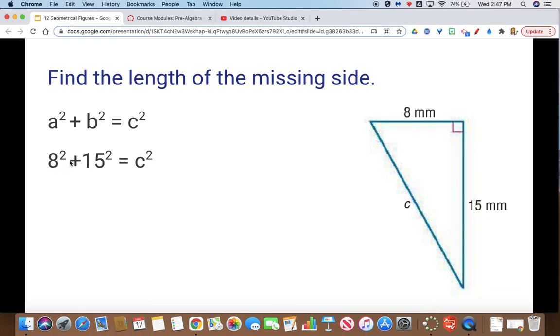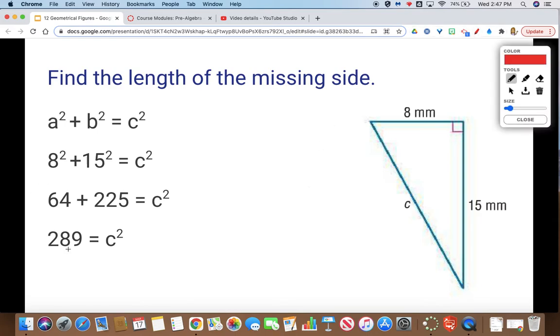We're going to solve 8 squared, which is 64, and 15 squared, which is 225. Now I'm going to add those two pieces together. When I add 64 plus 225, I get 289. That's what c squared equals, but we want to find c. So how do we find c? Square root of both sides. That's going to get rid of your exponent, and that will tell us that the square root of 289 is 17. So c by itself would be 17 millimeters.